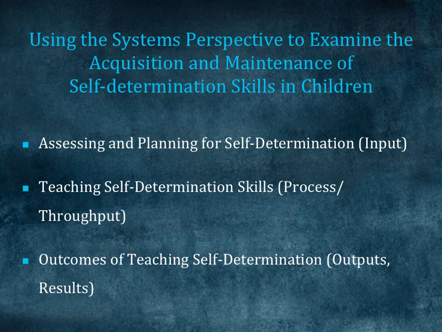Thinking about the systems perspective, it is important to assess and plan for self determination, which would be input. There should be a specific plan of teaching self-determination skills, which would be a process or throughput, or basically the procedural steps that we would have to go through, and then outcomes of teaching self determination, which would be outputs and the results. So, this is how self determination functions within the systems perspective for children and adults with disabilities.